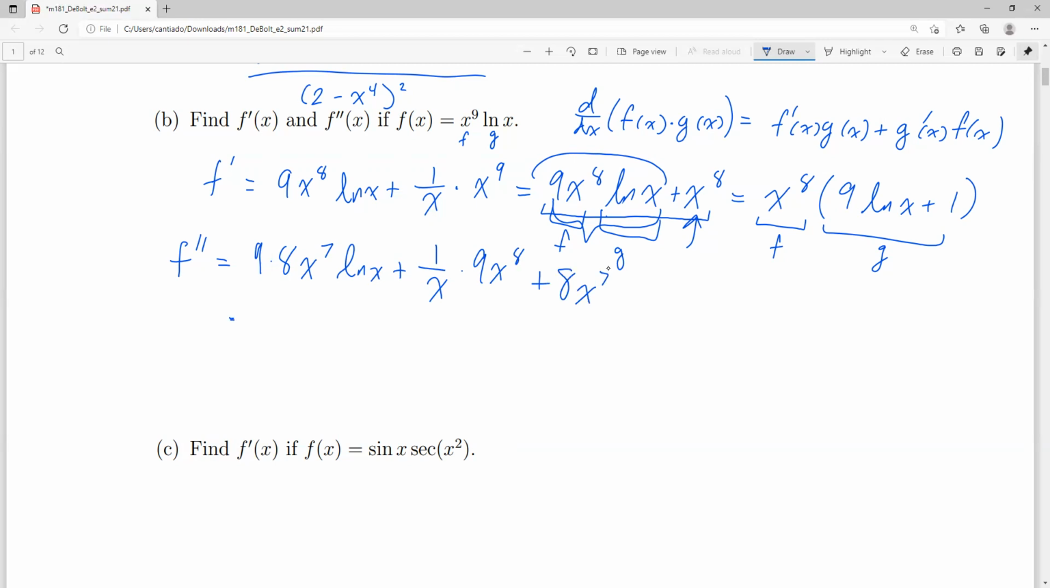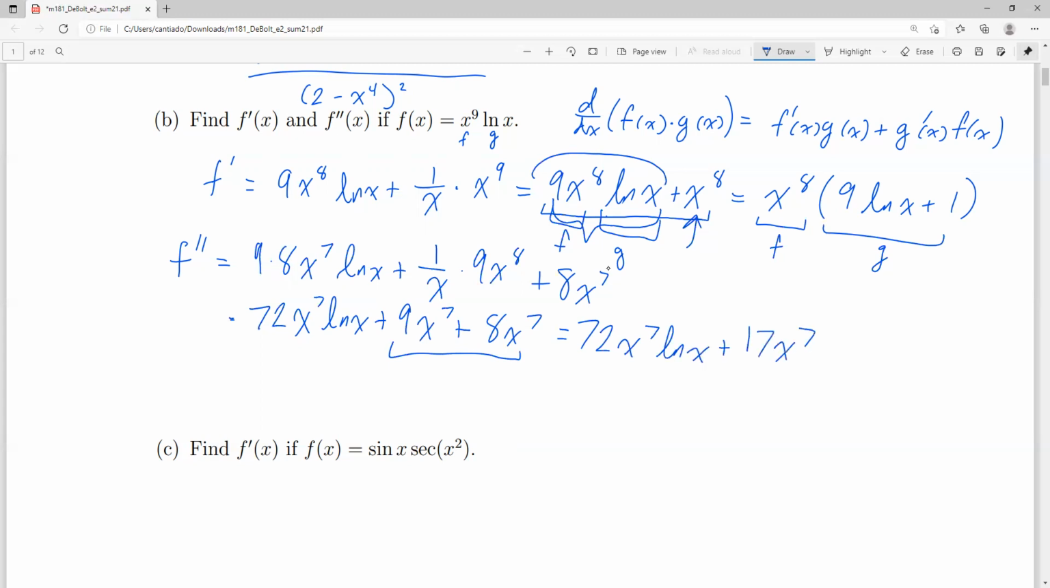If we go ahead and simplify this further, 9 times 8 is 72, x to the 7th ln of x, plus 9x to the 7th, plus 8x to the 7th. And we can actually simplify these last two terms here. This would be 72 x to the 7th ln of x plus 17x to the 7th. And like we did up here, you could either stop here or you could pull out the x to the 7th and you'll get x to the 7th times 72 ln x plus 17. Both are valid answers, right? So again, it depends on how far your professor expects you to simplify.